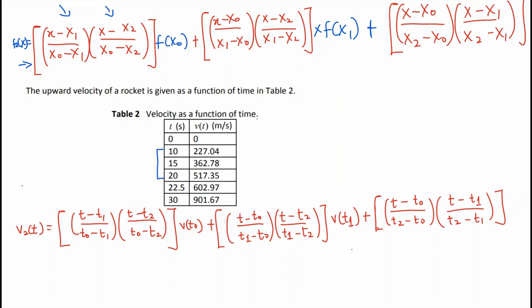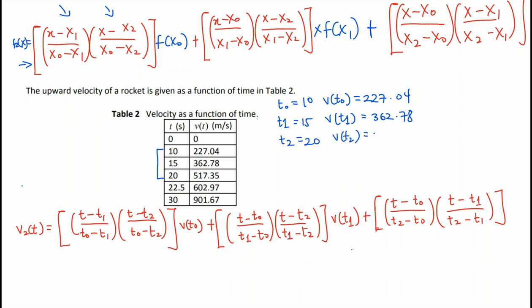Okay, so we are going to have t naught equal to 10, and then v of t naught equal to 227.04. Then you're going to have t1 equal to 15, and then v of t1 equal to 362.78. Then t2 equal to 20, and v of t2 will be equal to 517.35. So those are the data you have from the question.